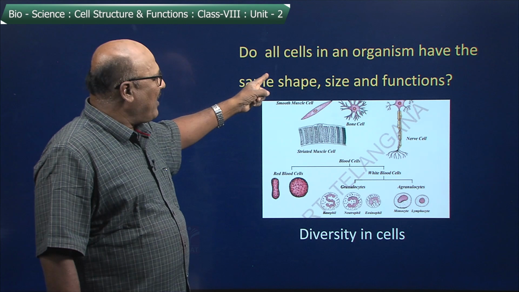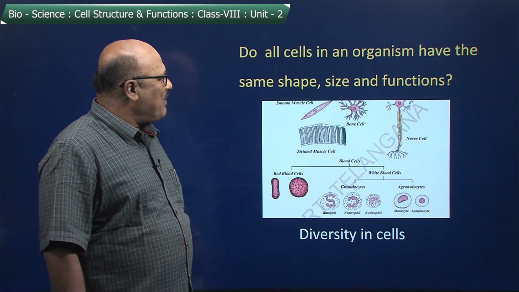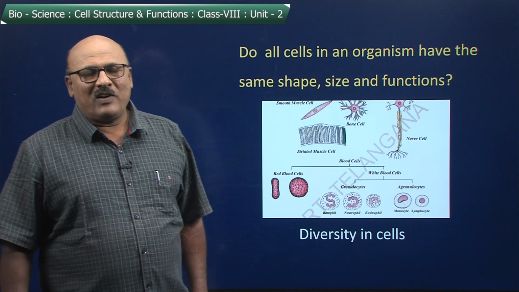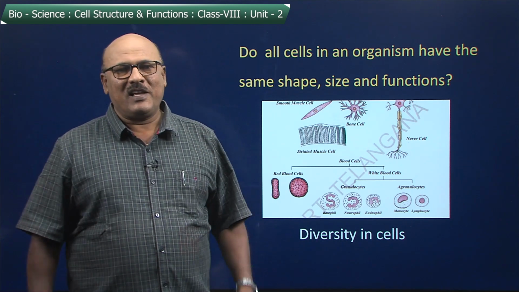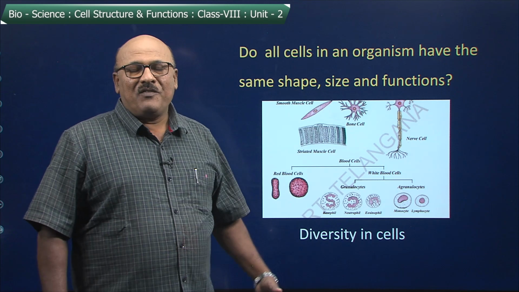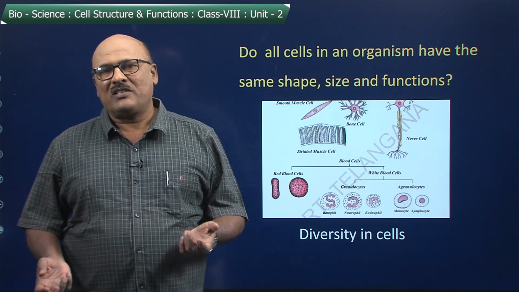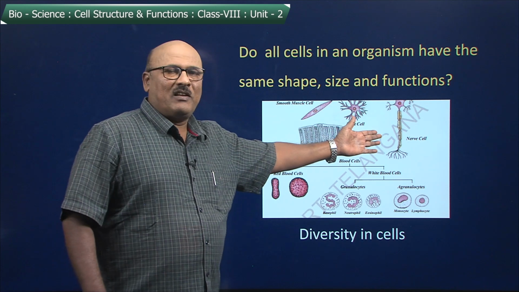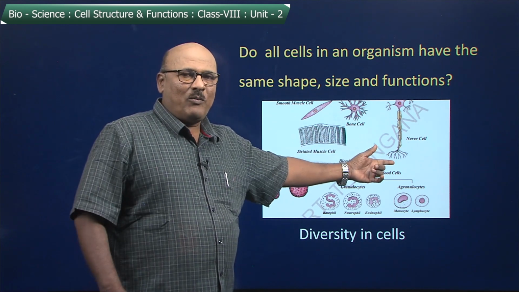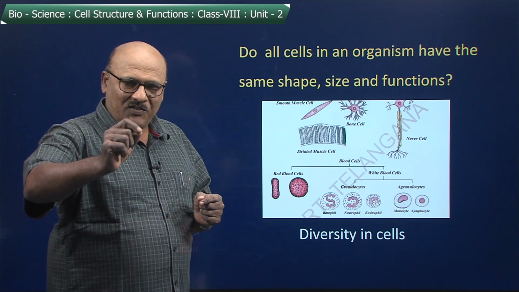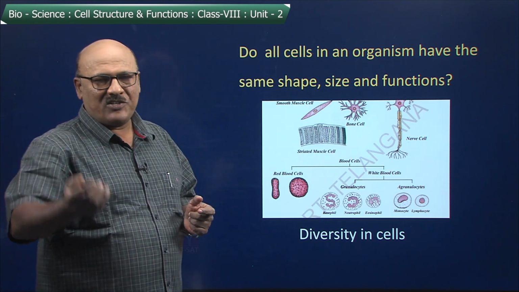Do all cells in an organism have the same shape, size and function? So, just think about it. In our body, are all cells the same? No, the cells are not the same because we do different types of functions. Just look here, here is the nerve cell. It is lengthy. You all know about the function of the nerve cell. The length of the nerve cell helps in performing its function.